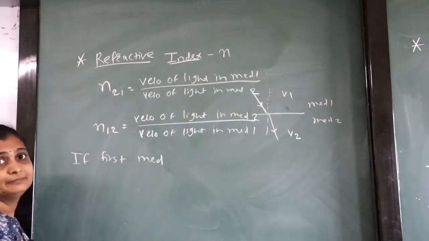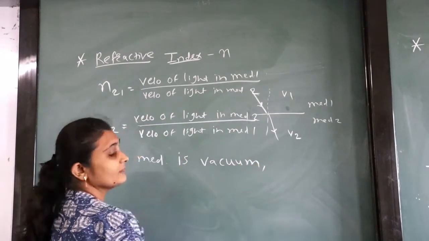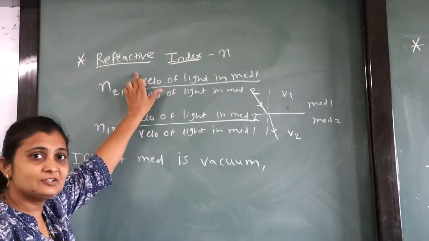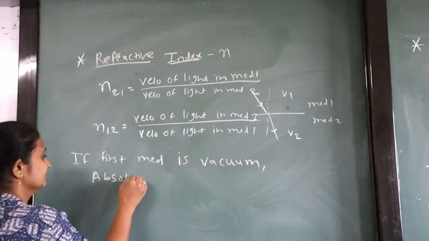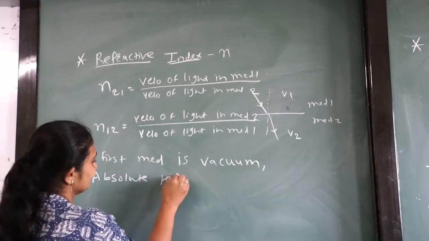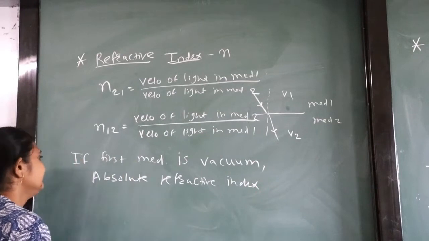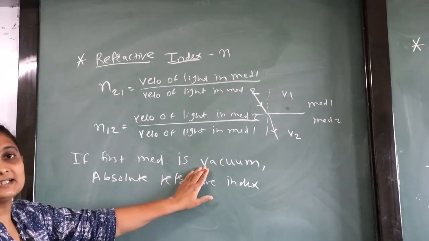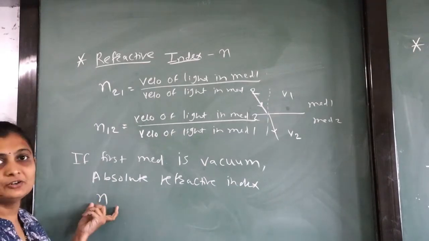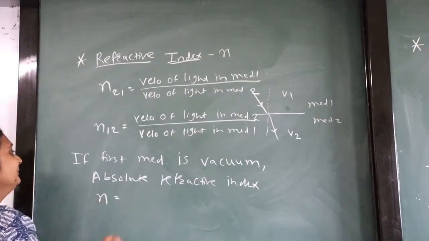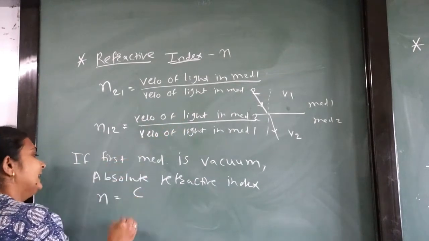Now, if the first medium is vacuum, then that refractive index is called the absolute refractive index. If the first medium is vacuum, then it is called the absolute refractive index, denoted by only n. The velocity of light in vacuum we denote by the letter c.